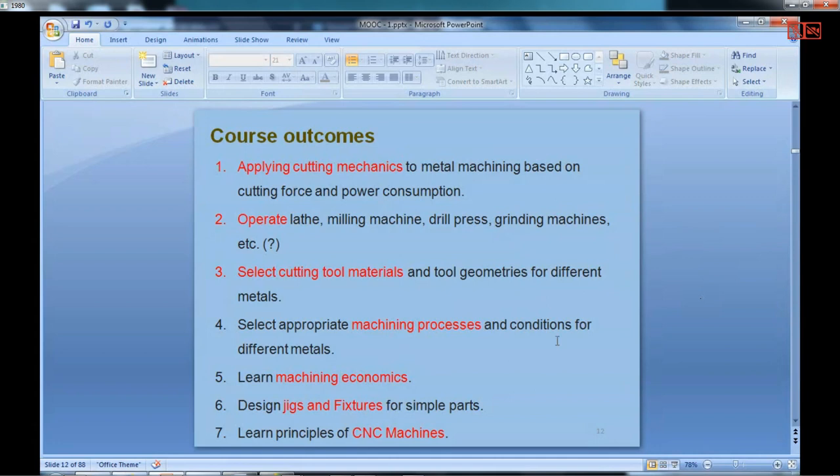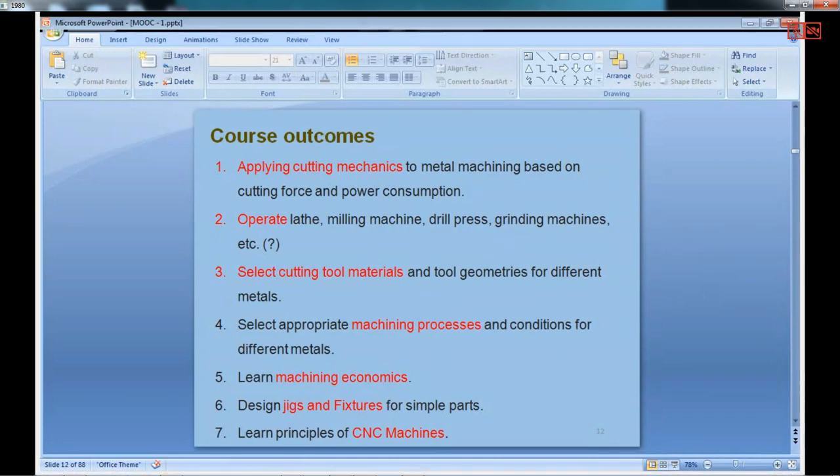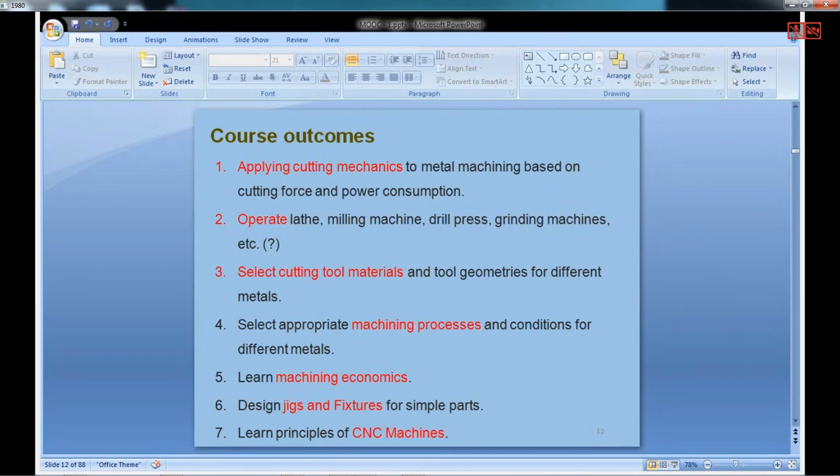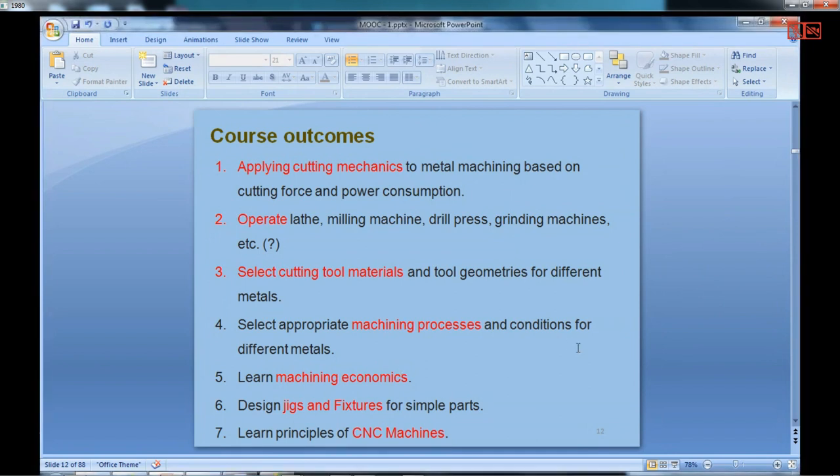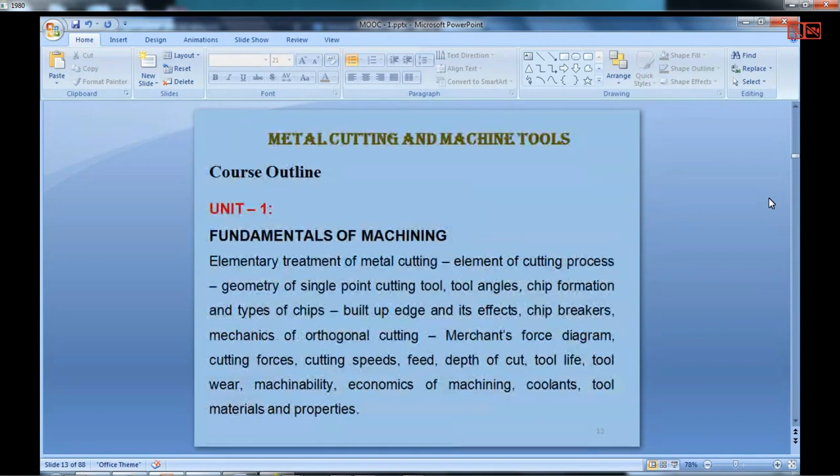And then there is something more. So you will also be learning about the economics. So if I do this process, what will be the cost involved? If I do this, which is more economical? You should be able to understand those kinds of concepts. And then towards the end, we have the last unit which talks about the jigs and fixtures, and then CNC machines. So you will also be learning them in this course.